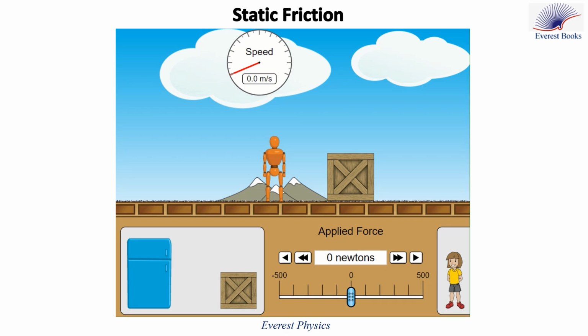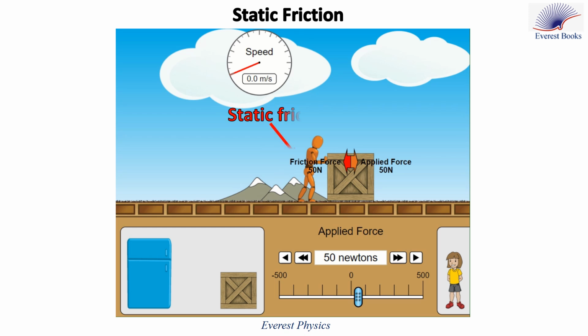In this PHET simulation, a box initially rests on a rough horizontal surface. As the person applies a force of 50 newtons, the static friction force adjusts to 50 newtons in the opposite direction of the applied force, cancelling it out and keeping the box at rest. In this simulation, the static friction is shown as acting at a random point on the box. However, in reality it acts between the bottom of the box and the rough surface.